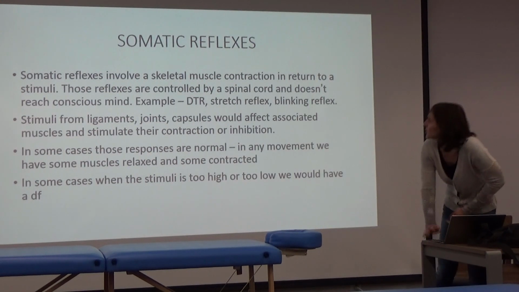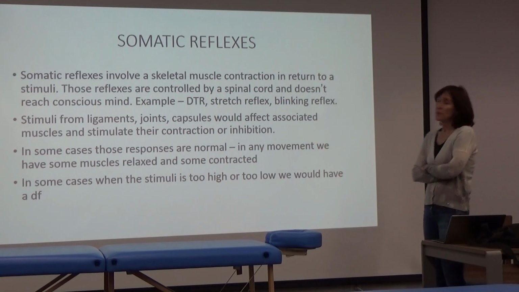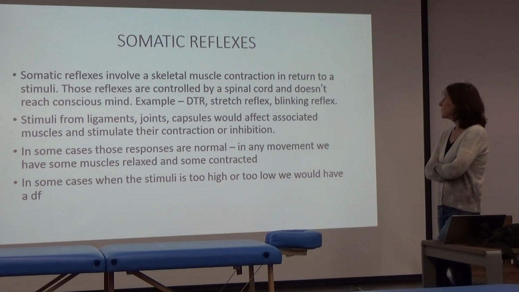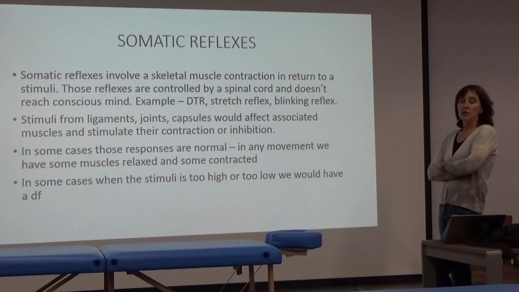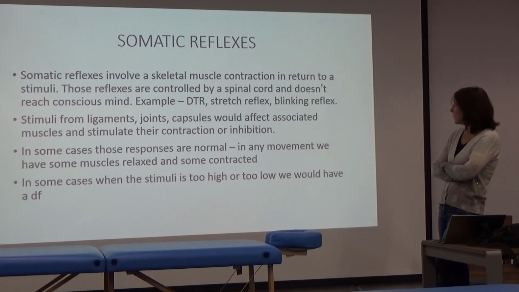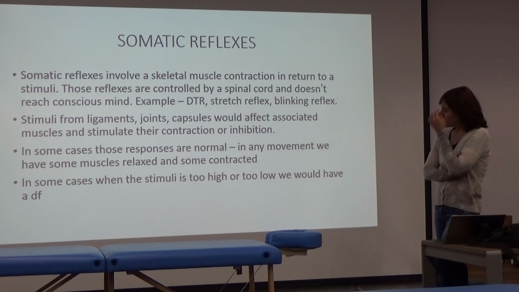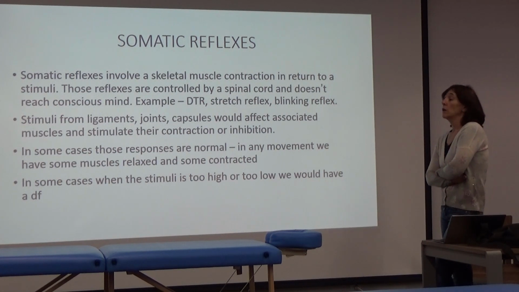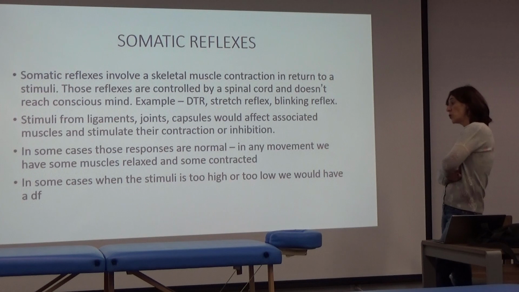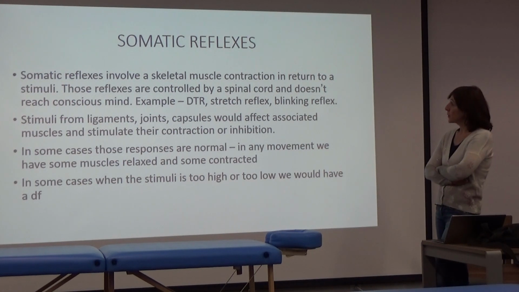Now we start with somatic reflexes. Somatic reflexes involve muscles, muscle contraction in response to certain stimuli. Those reflexes are controlled by the spinal cord, and they don't reach the conscious mind. So an example is the stretch reflex. When we have a dangerous stimulus, we have withdrawal. This is a stretch reflex working.